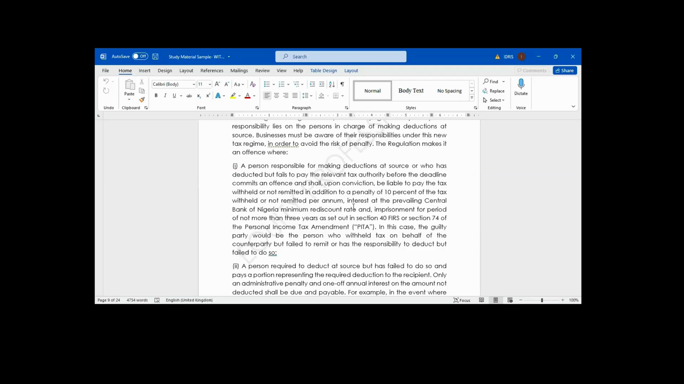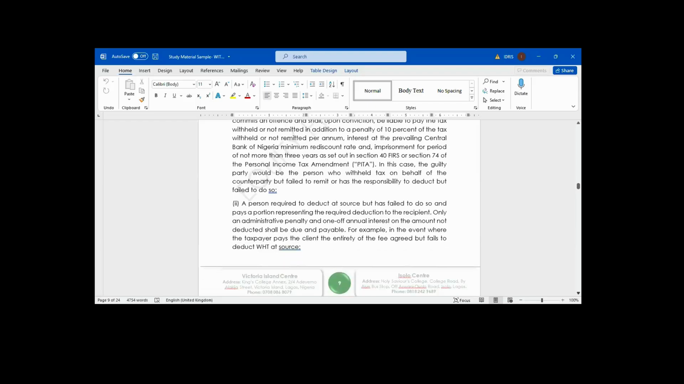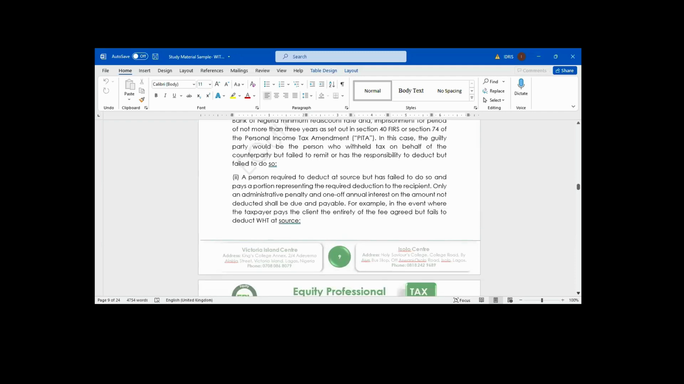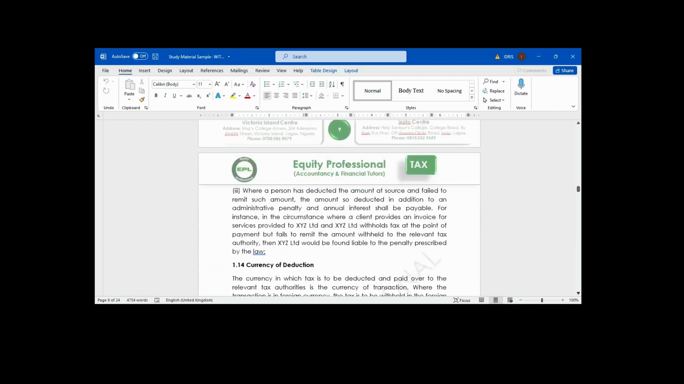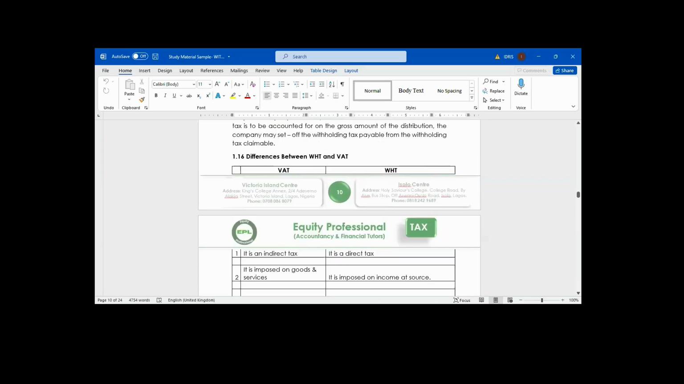The second penalty is when you fail to deduct, that is, you do not deduct at all. In this case, you will pay administrative penalties, which will be determined by the FIRS or the SIRS, plus one-off interest.